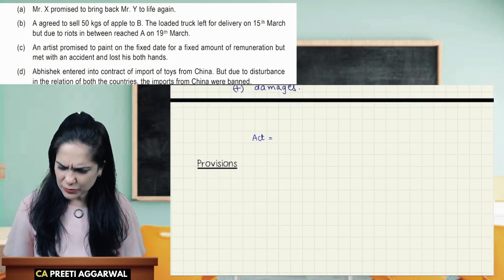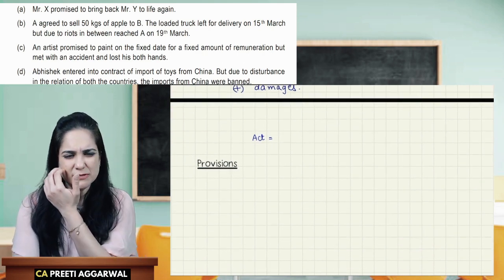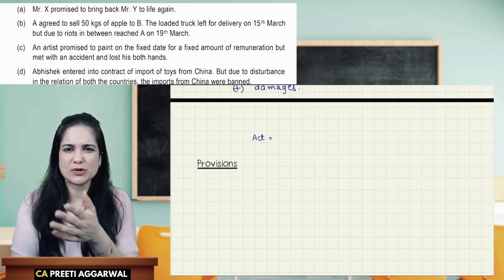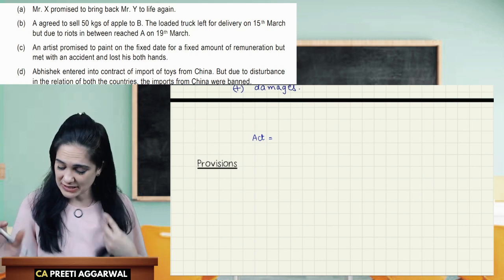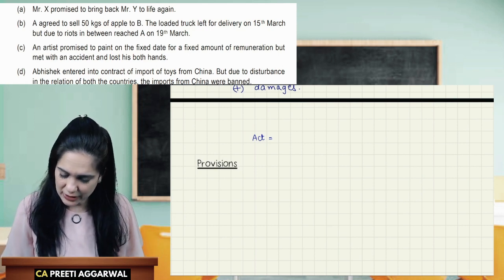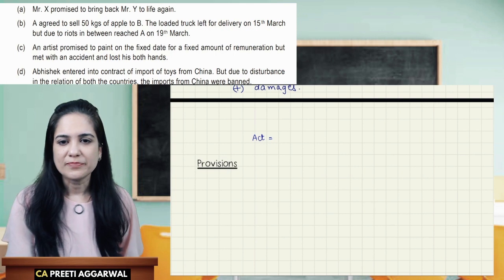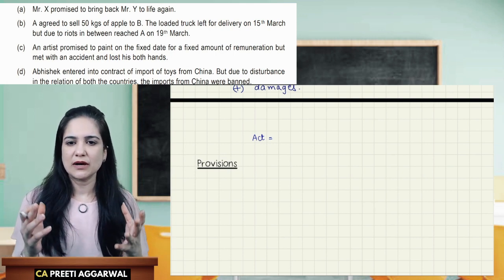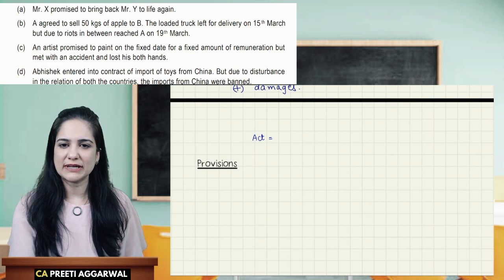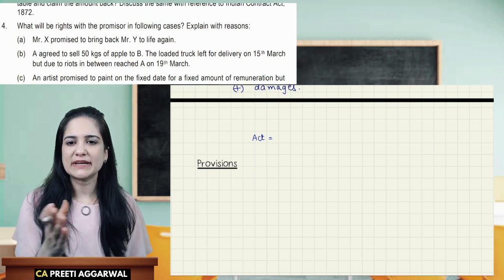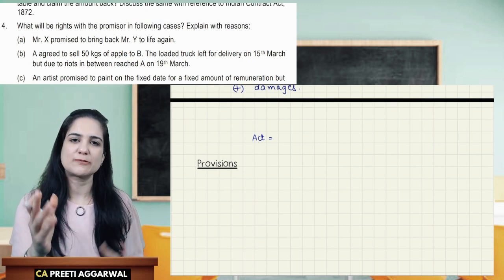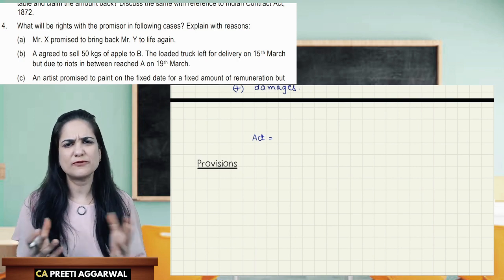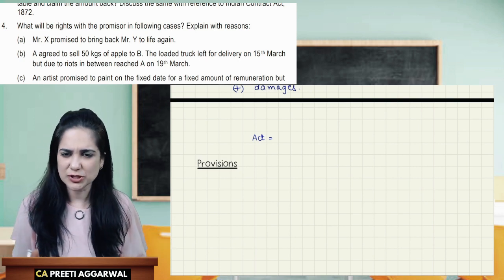I don't think I need to write it over here because it is very small. It is self-explanatory. It is just a one-liner question and the answer is also expected in one sentence only. So let us read the question now. Mr. X promised to bring life back to Mr. Y. Is the contract valid or not? That is the question. What will be the rights of the promisor in the following cases? Explain with reasons. So you just have to write in one sentence. It is a very small question.